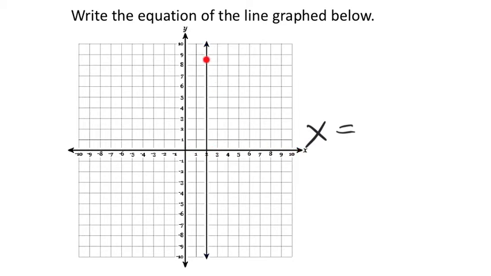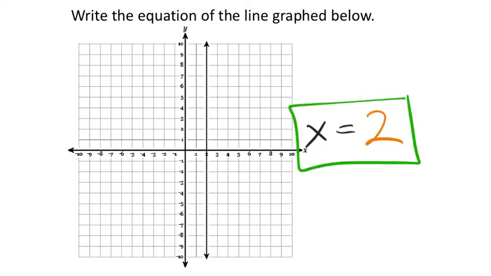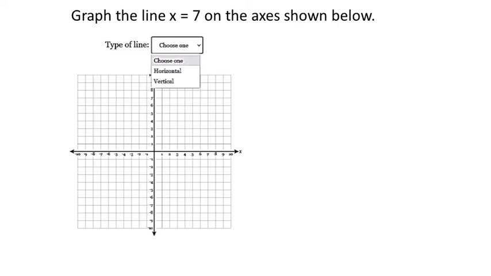Where does this line go through the x number line? It's at 2. So my equation is x equals 2. That's it. So on the assignment, you're going to see stuff that looks like this.